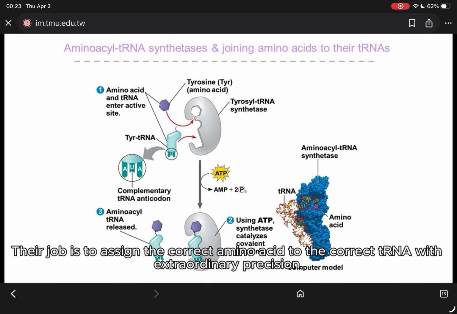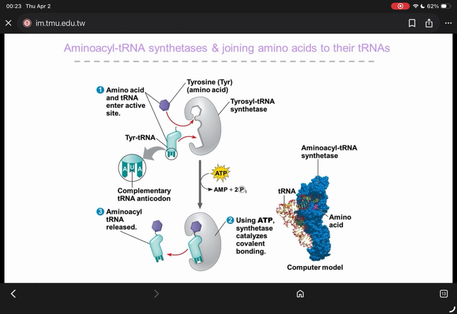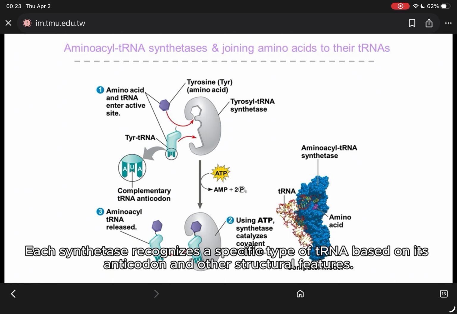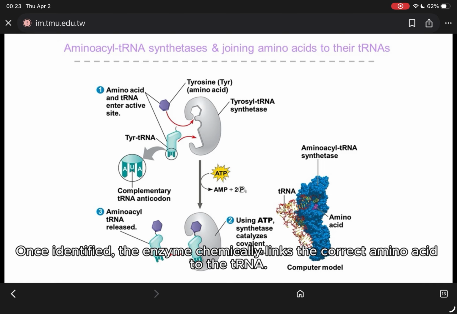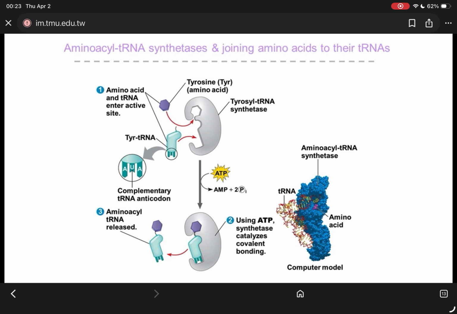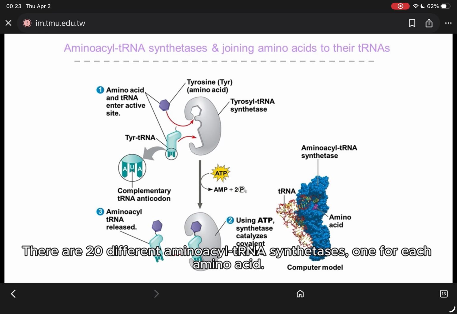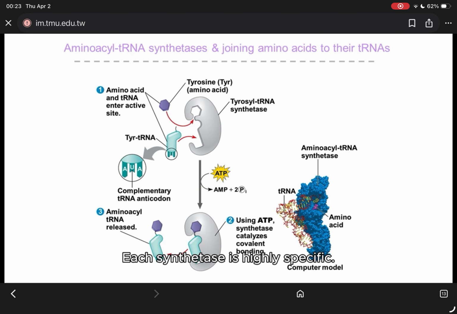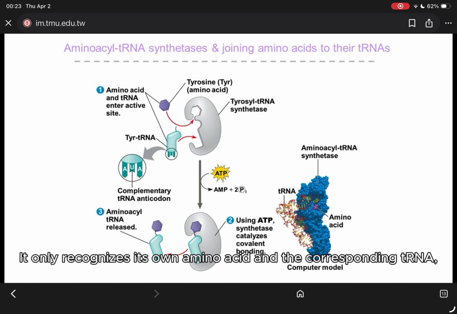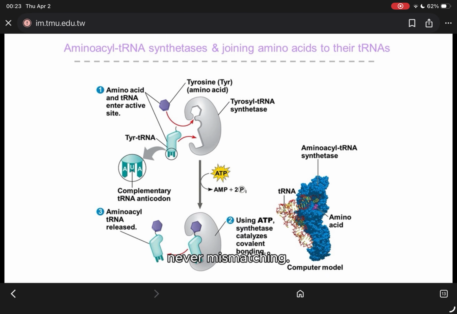You can think of these enzymes as the master matchmakers of translation. Their job is to assign the correct amino acid to the correct tRNA with extraordinary precision. Here's how they work. Each synthetase recognizes a specific type of tRNA based on its anticodon and other structural features. Once identified, the enzyme chemically links the correct amino acid to the tRNA. There are 20 different aminoacyl tRNA synthetases, one for each amino acid. Each synthetase is highly specific. It only recognizes its own amino acid and the corresponding tRNA, never mismatching.